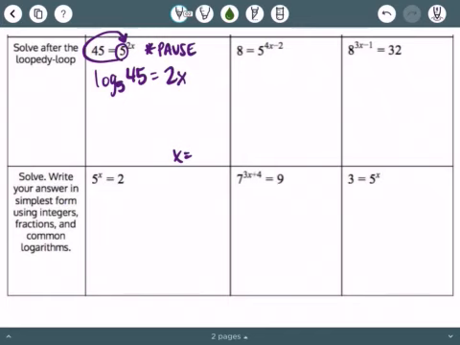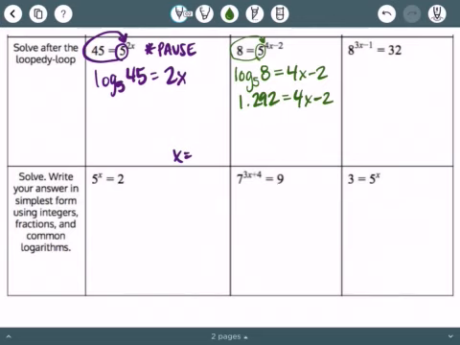For the next one, I'm going to put it in log format again. So I have log base 5 around the equal sign: 8 equals 4x minus 2, that whole thing. I'm going to do in my calculator log 8 divided by log 5, which gives me 1.292 equals 4x minus 2.